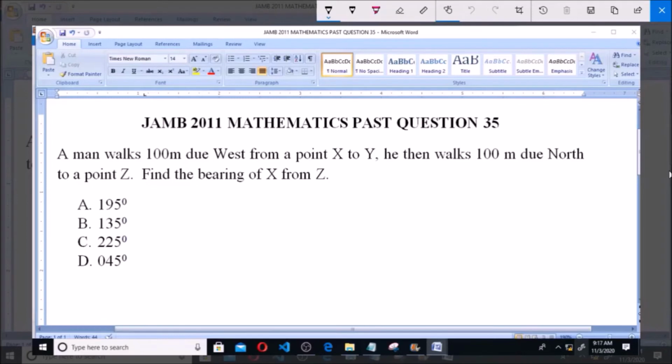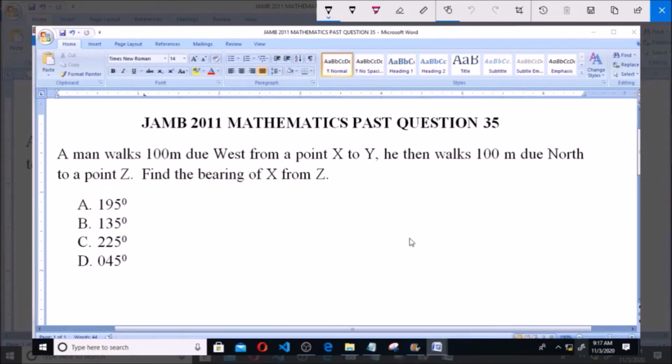I'll be answering JAMB 2011 Mathematics Past Question 35. A man walks 100 meters due west from a point X to Y. He then walks 100 meters due north to a point Z. Find the bearing of X from Z. A, 195 degrees; B, 135 degrees; C, 225 degrees; and D, 045 degrees.